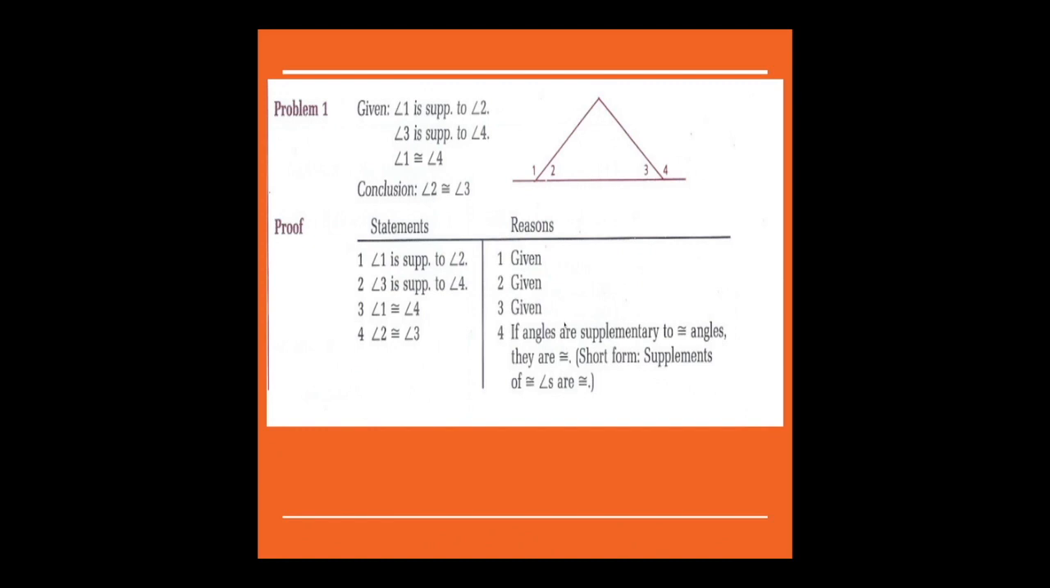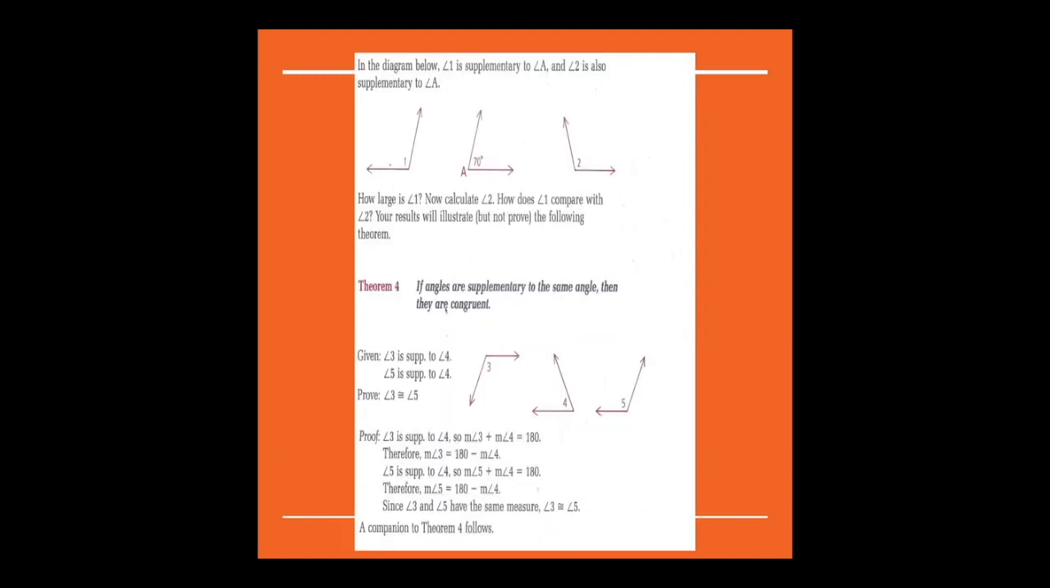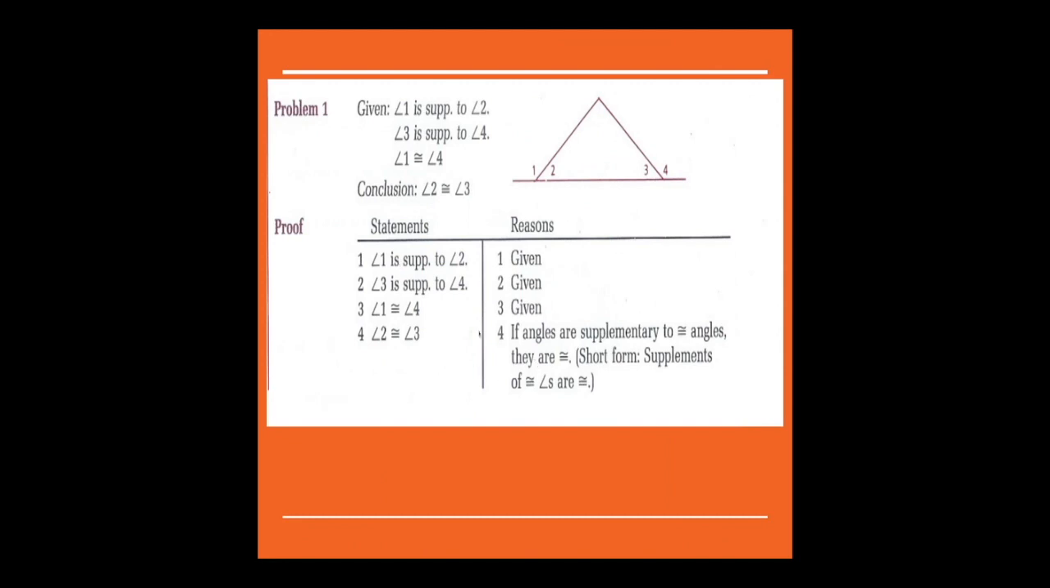Because the angles are supplementary to congruent angles, they are congruent. This is the theorem that we learned, theorem number 5. Where is it? Right here. Theorem number 5: if angles are supplementary to congruent angles, then they're congruent. So our conclusion is that angle 2 is congruent to angle 3 because of theorem 5. Thank you.